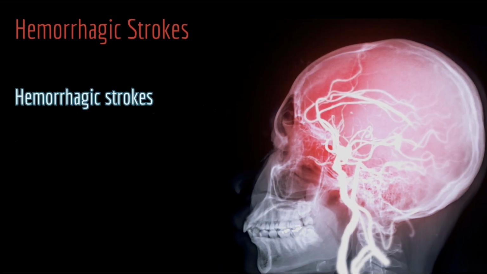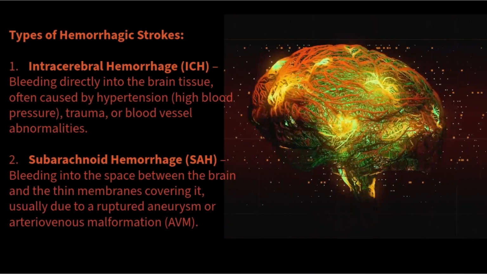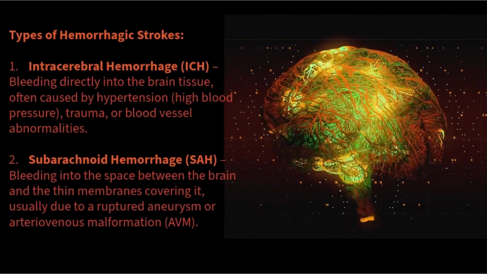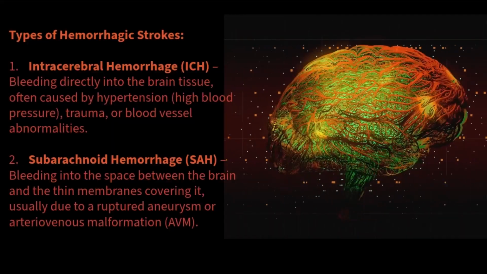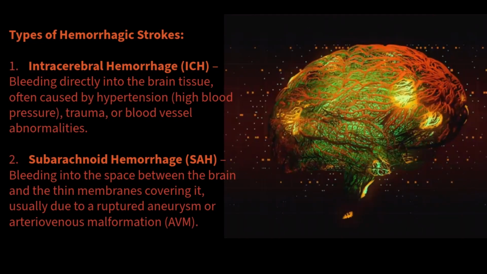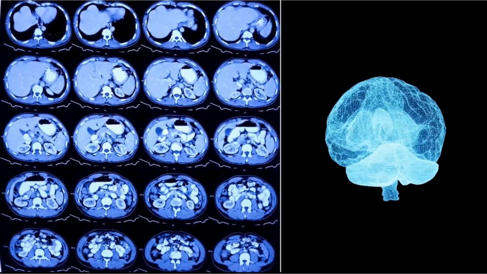The types of hemorrhagic stroke include intracerebral hemorrhage, which is bleeding directly into the brain tissue, often caused by hypertension or high blood pressure, trauma, or blood vessel abnormalities. Subarachnoid hemorrhage is bleeding into the space between the brain and the thin membranes covering it, usually due to a ruptured aneurysm or arteriovenous malformation, also known as AVM.